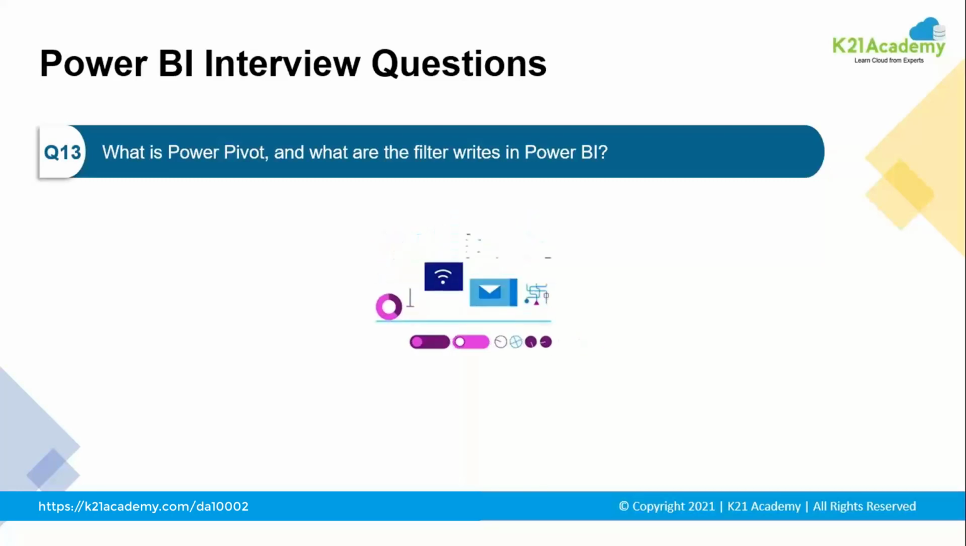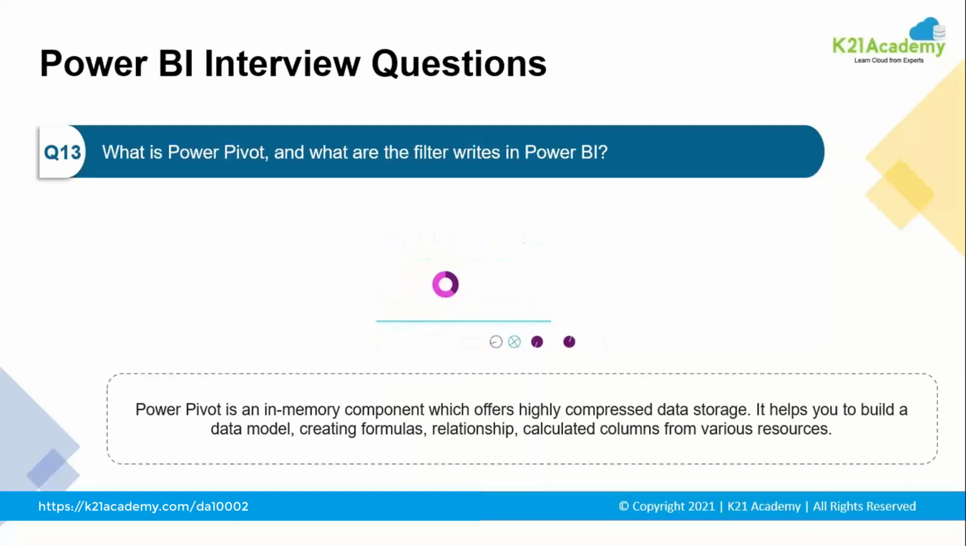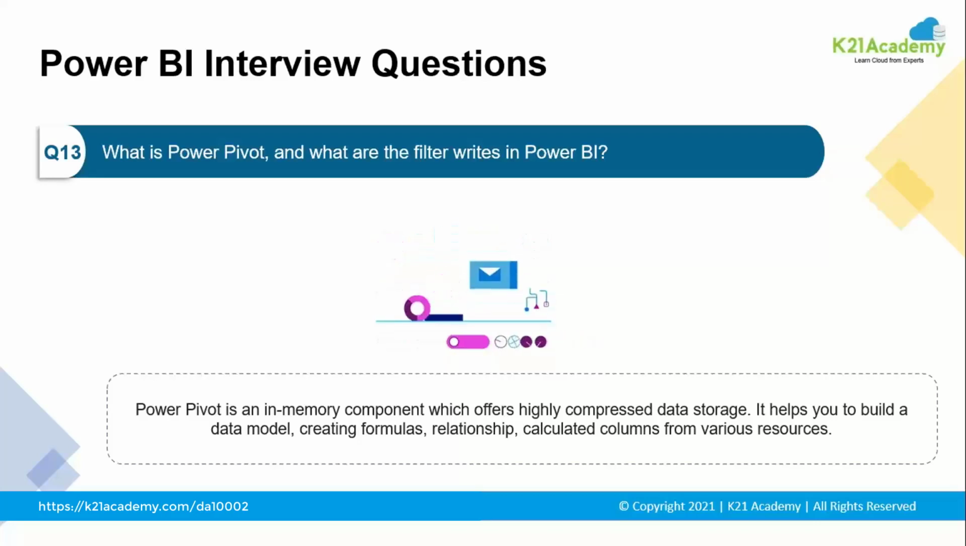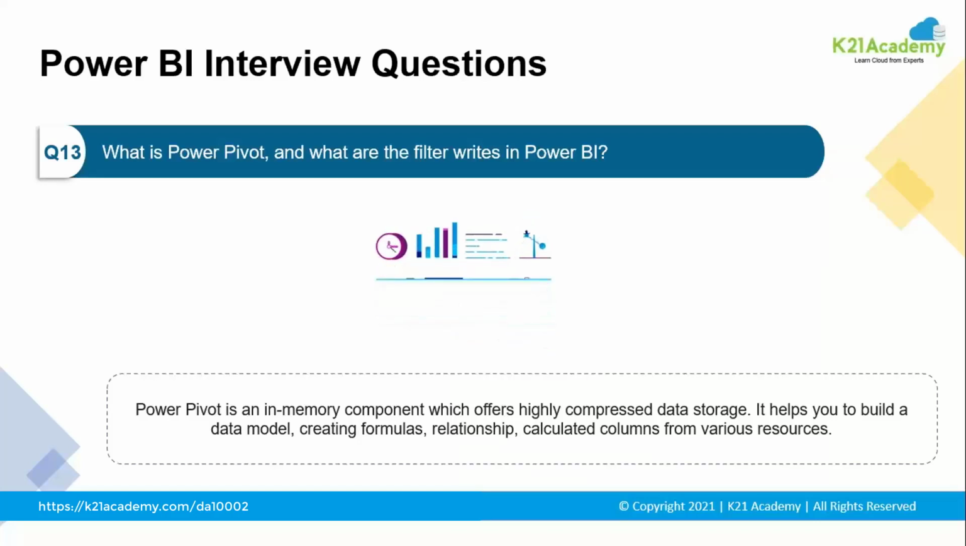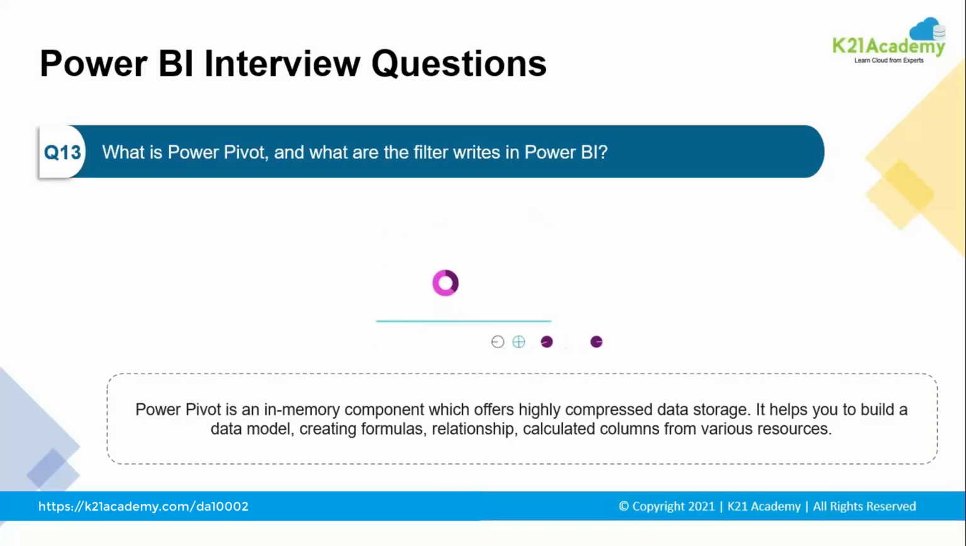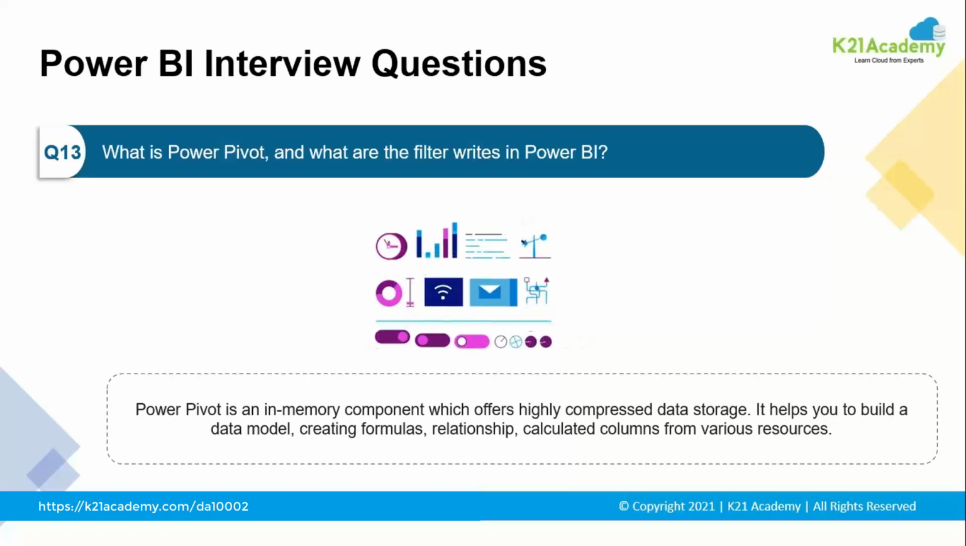Moving on to the next question, what is Power Pivot and what are the filter types in Power BI? Well, first off, Power Pivot is an in-memory component which offers high compression data storage. It also helps you build a data model, creating formulas, relationships, and calculated columns. So basically, Power Pivot allows you to perform various functions and get various types of relationships from the various columns.